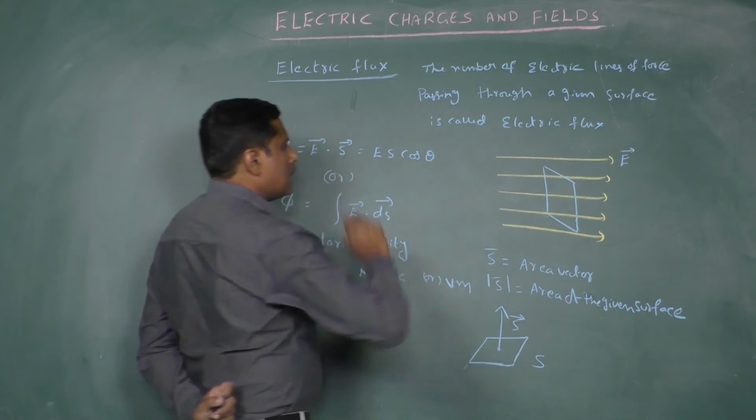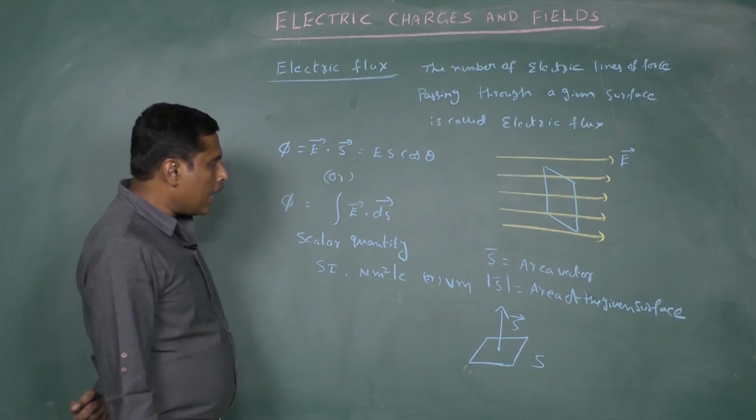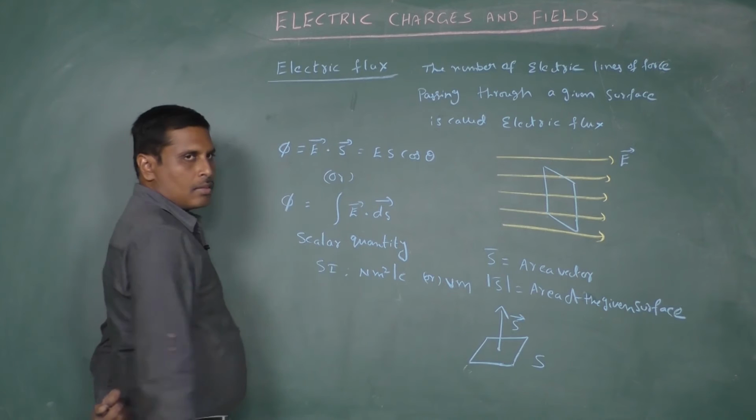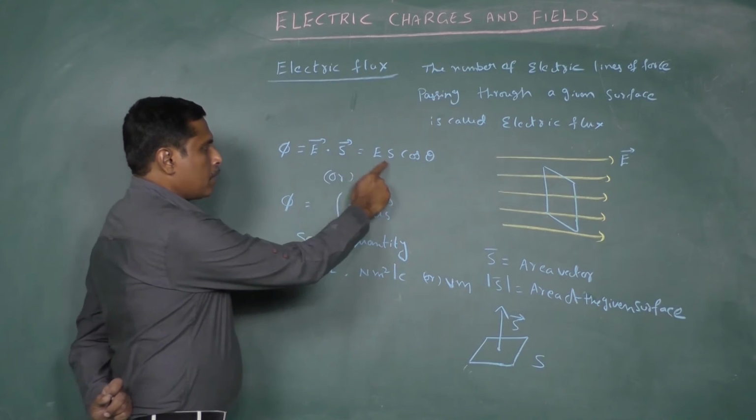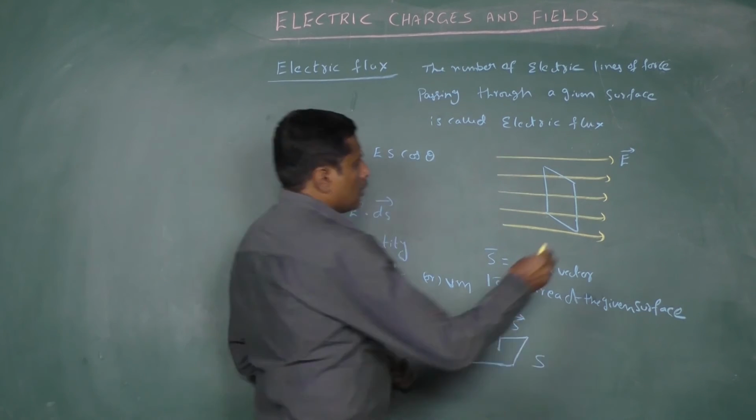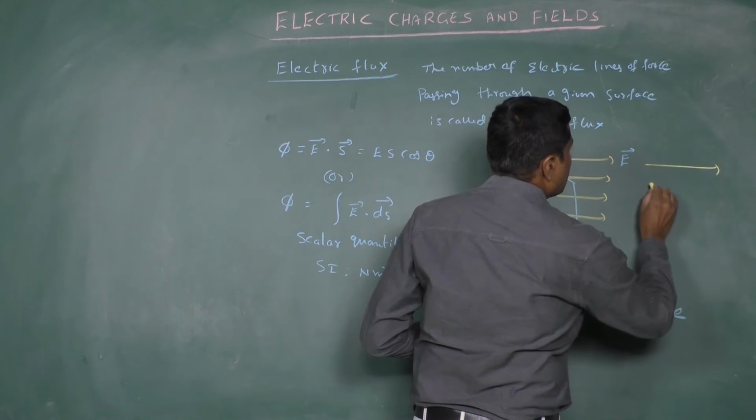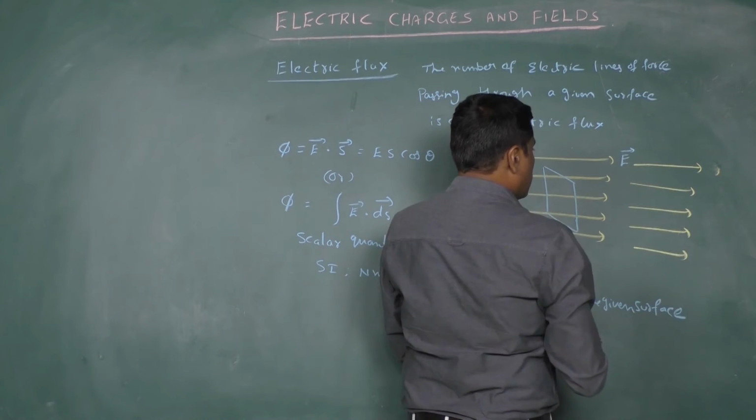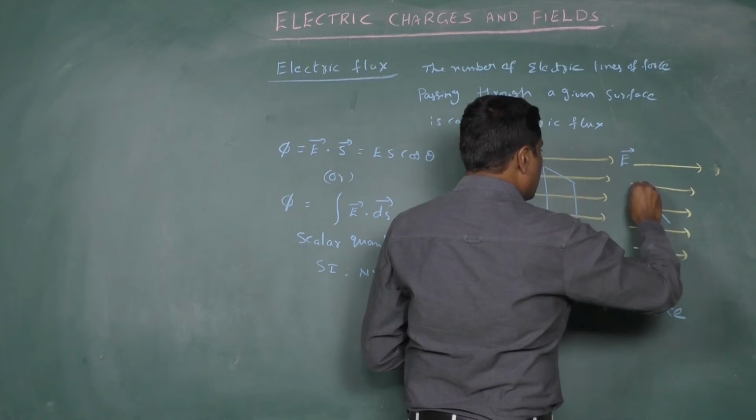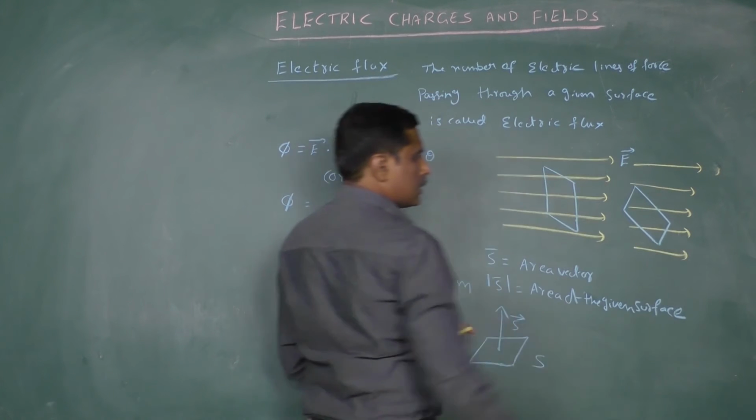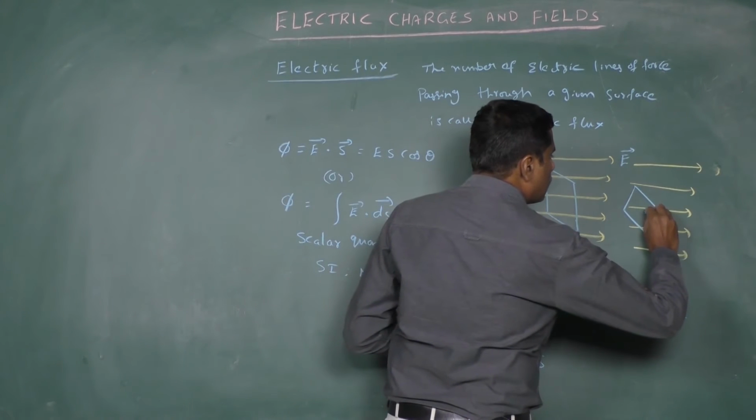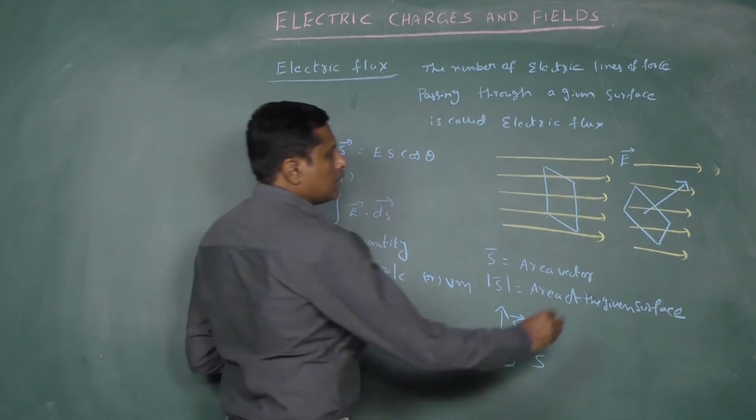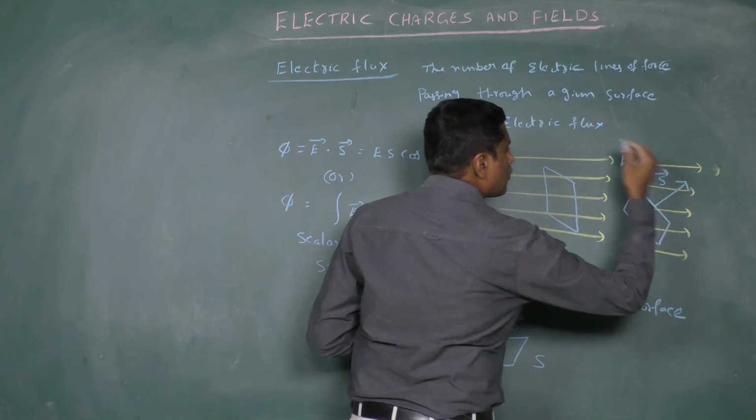Now, what is meant by theta? Theta is the angle between the electric field vector and the area vector. For example, this is the electric field here. Suppose an area is taken in this direction like this. Here I am going to draw a vector normal to this area. This is taken as S bar.